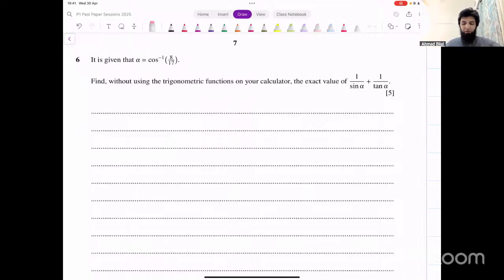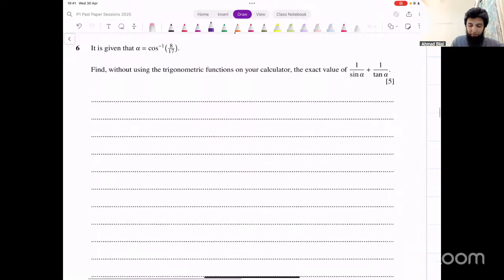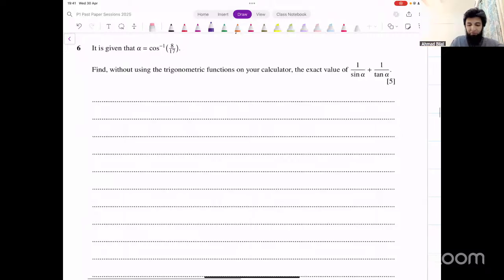Okay, now how do we think about this? Cos inverse of 8 over 17 is equal to alpha. If I take this to the other side, that will give me cos of alpha equal to 8 over 17. Now, once you have cos of alpha, you can find the value for sine alpha from this and also the value for tan alpha from this. You can find both of them, right?